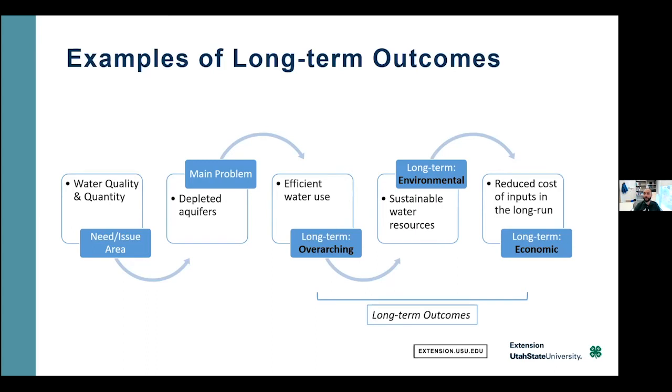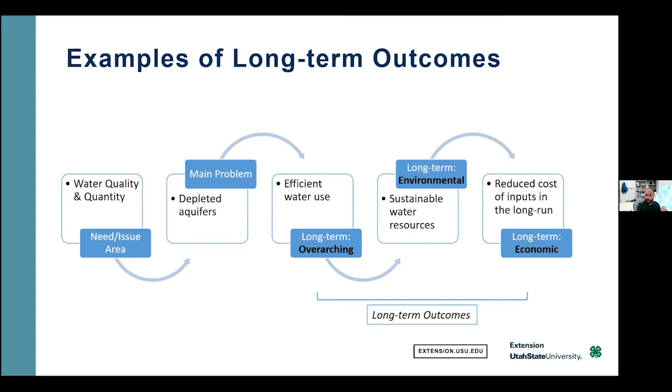But it gives a solution. So it is in our long-term outcomes. But if we do address that, let's start at the top. Efficient water use. How can we ensure efficient water use? It's a matter of reducing water consumption.